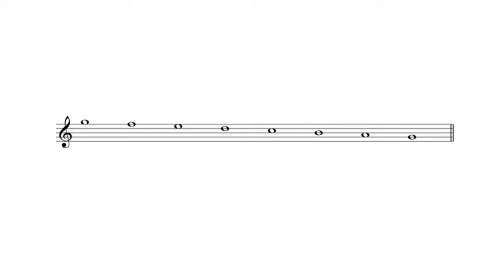G down to the leading tone is a half step, so I should have an F sharp. Down a whole step to the submediant gets me an E. Down another whole step to the dominant gets me a D. Down another whole step to the subdominant yields a C. From the subdominant to the mediant, that's our other half step. C down a half step goes to B. B down a whole step to the supertonic is an A.